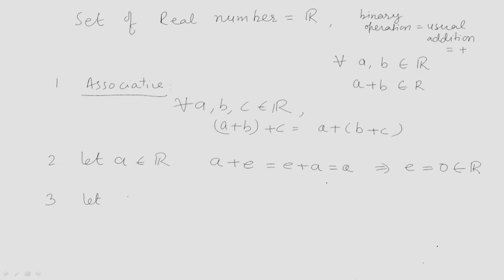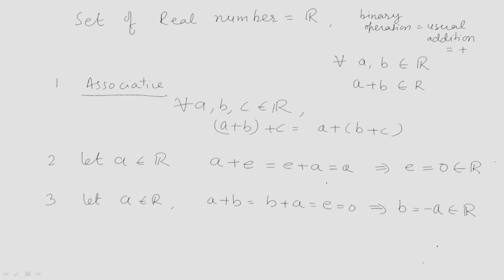You take any A in R, then A plus B is equal to B plus A, which should be equal to E, and E is 0. So, this implies B is equal to minus A, which also belongs to R. Suppose you want to find out the inverse of 2, 2 is a real number. So, the inverse of 2 is minus 2, which is also in R. So, we have shown that all the properties are satisfied, that means this set R over the binary operation usual addition forms a group.